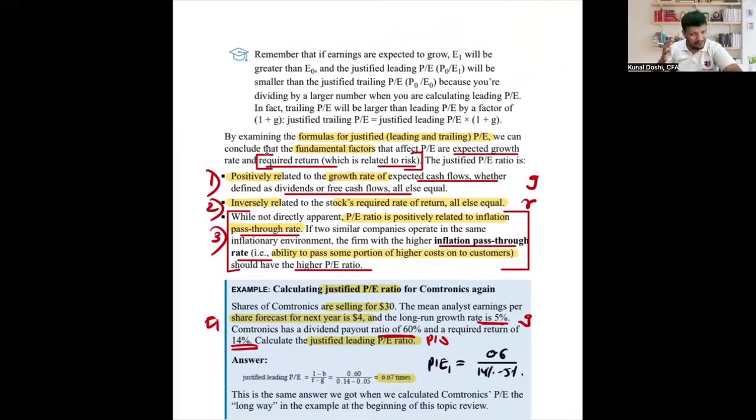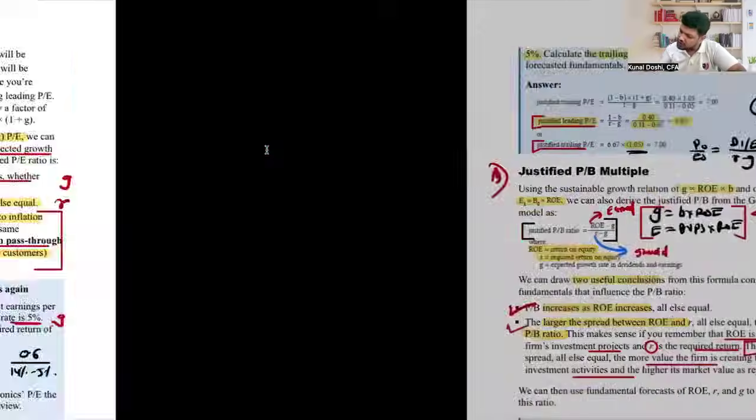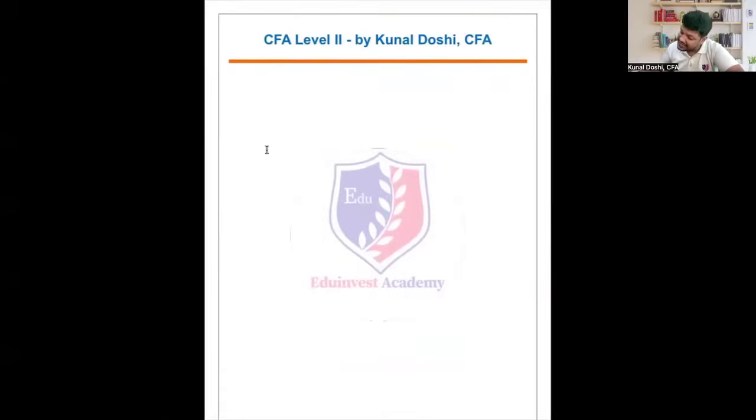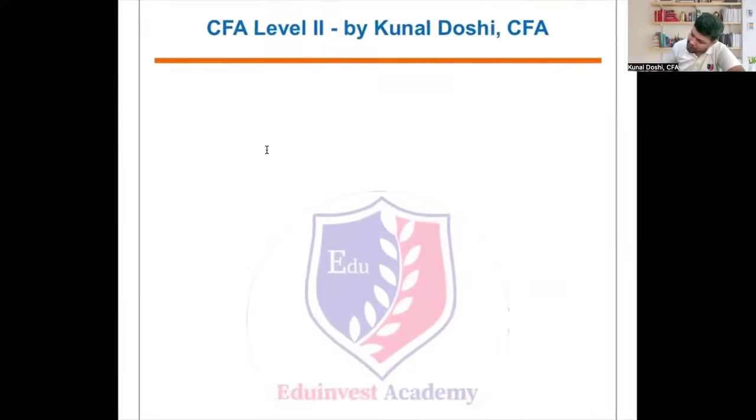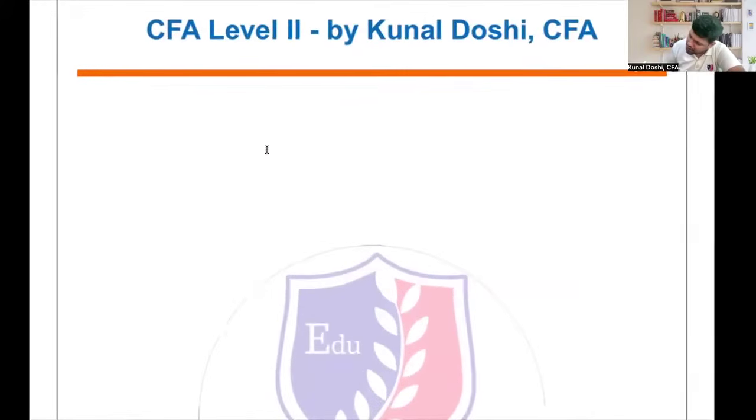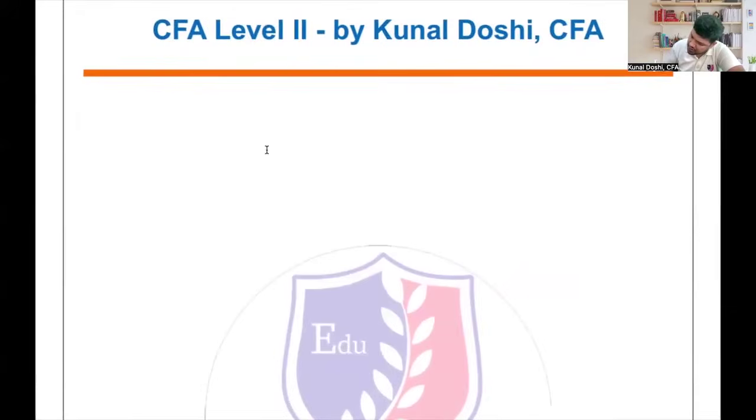So justified PE and actual PE. A normal PE ratio has the actual PE ratio, but whenever I say justified PE, here we adjust for the prices. So justified leading PE, trailing PE is what we are going to do first, then price to book value, then price to sales ratio, and so on. Right? Let's see all the three ratios. So we will write down the justified price to earnings ratio. Justified PE ratio.